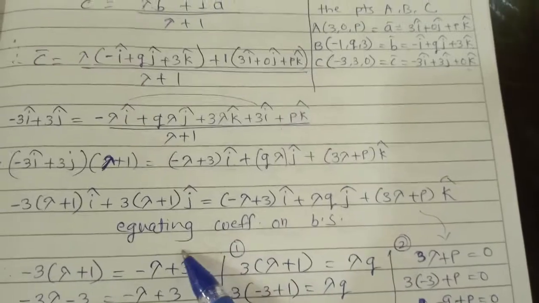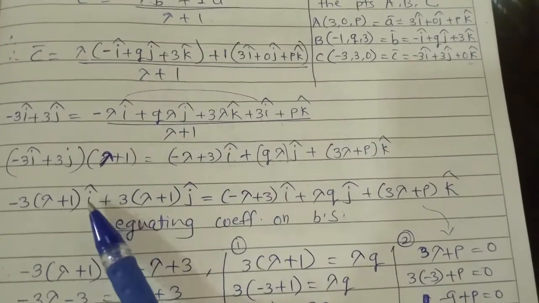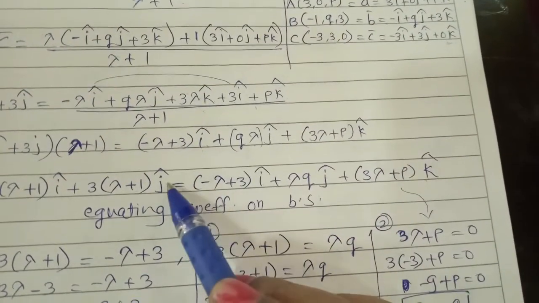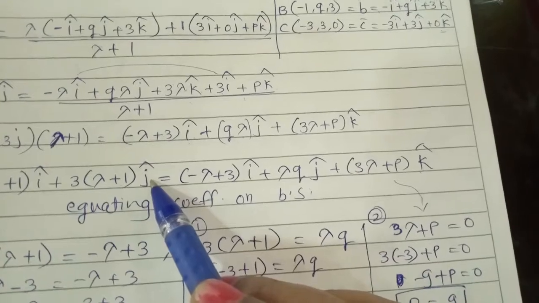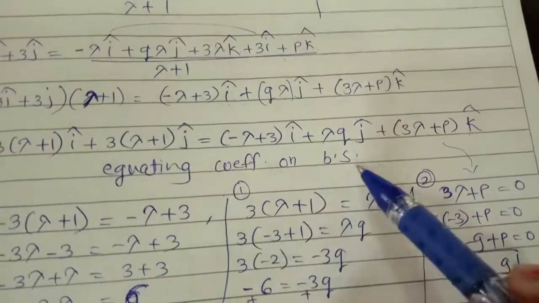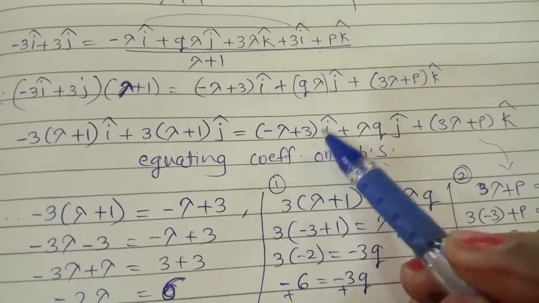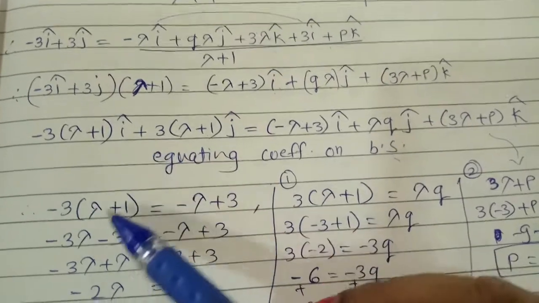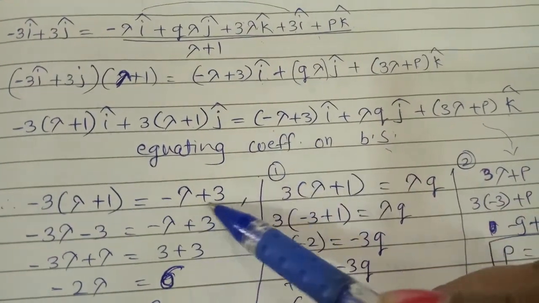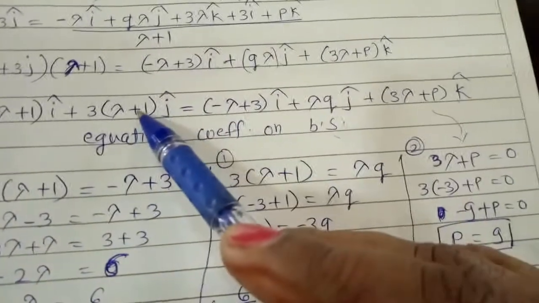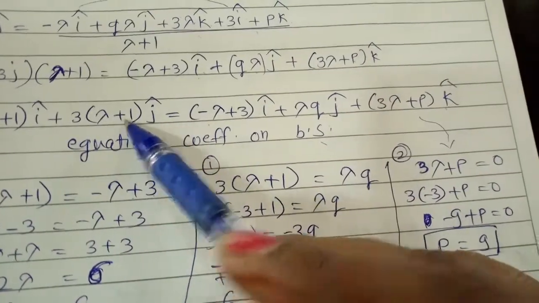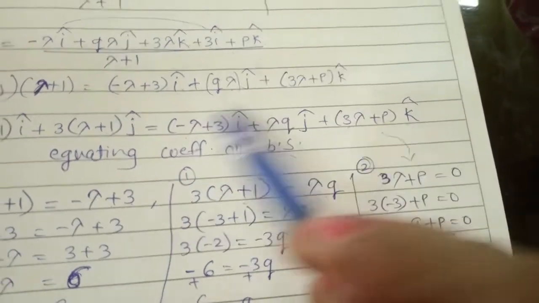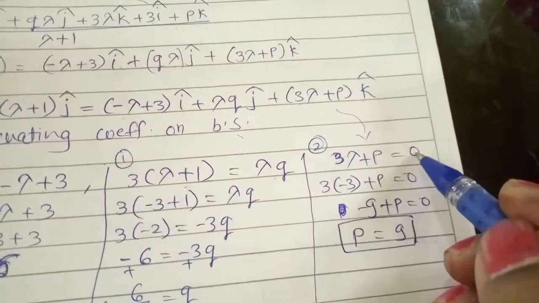Now we are equating the coefficients on both sides. So here are the I terms, then j terms, there is no k term, so here there is nothing for k, then there is a 0, remember this one. So equating the coefficients on both sides, when we compare this I cap, we get -3(λ + 1) = -λ + 3, and the second one, 3(λ + 1) = λq, and the last one, 3λ + p, there is no 1, so there is a 0.